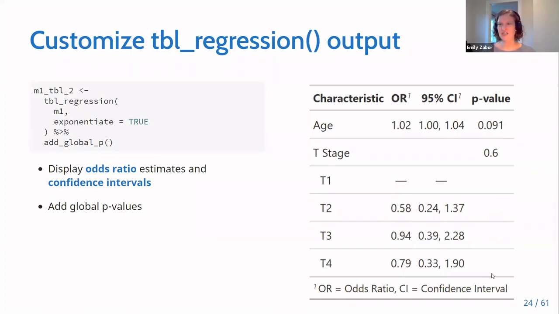By saying exponentiate equals TRUE, we get odds ratios instead of log odds ratios, and also the 95% confidence intervals for the odds ratio. And add_global_p, which is an add-on function for tbl_regression, gives us the global p-value for T stage instead of those level-specific p-values that we had on the previous slide. So we just have a single p-value now for T stage, the association between T stage and response.